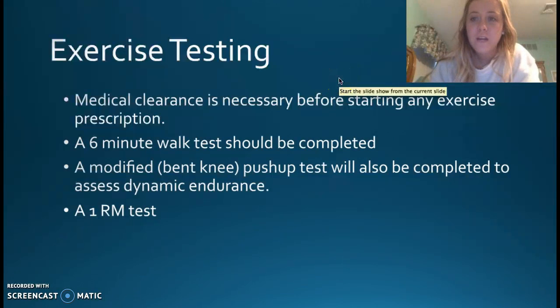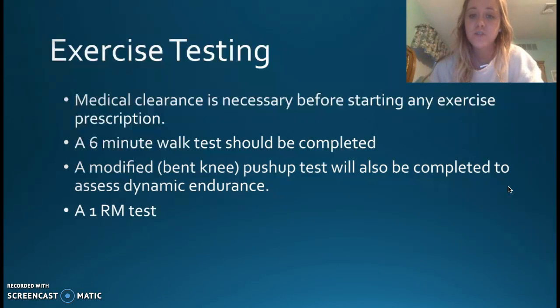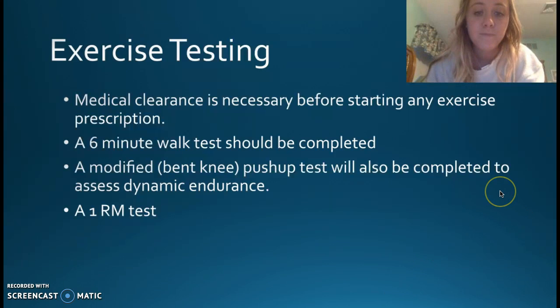So now we'll talk about what kind of exercise testing would be best for Connie and how to go about them. So a medical clearance is necessary before starting any exercise prescription. A 6-minute walk test should be completed, as well as a modified bent knee push-up test, to assess dynamic endurance. This is an important test to complete because it will determine just how much endurance the client has currently and will not overstress the client to reach a particular number since it is determined by how much she or he can do.